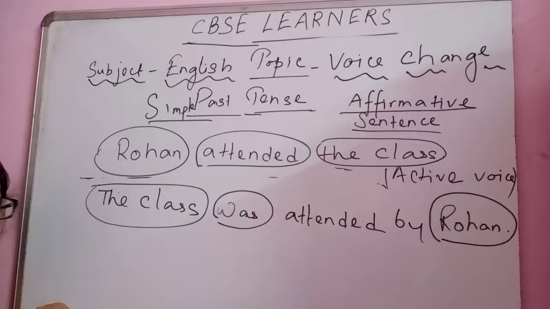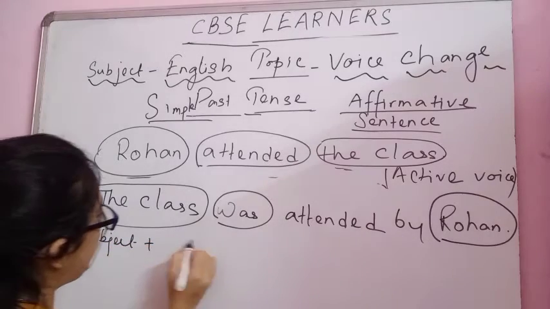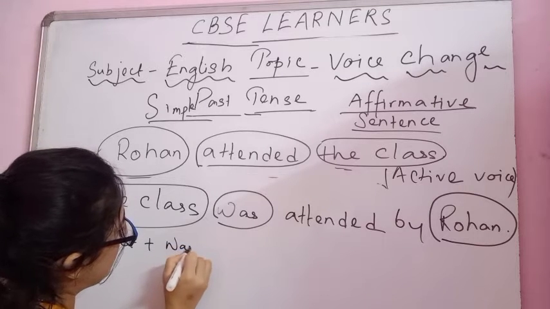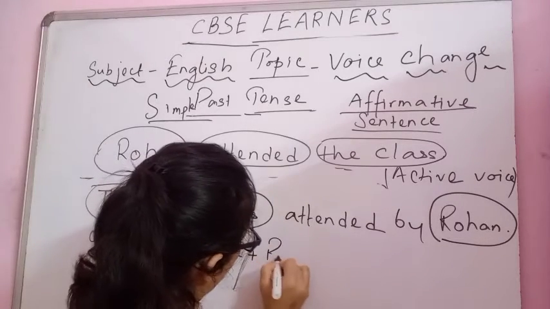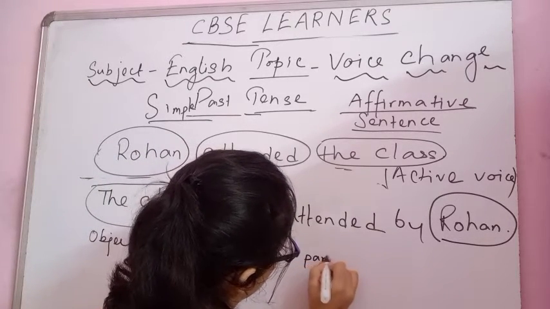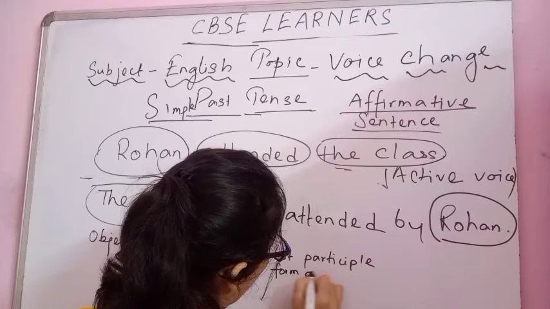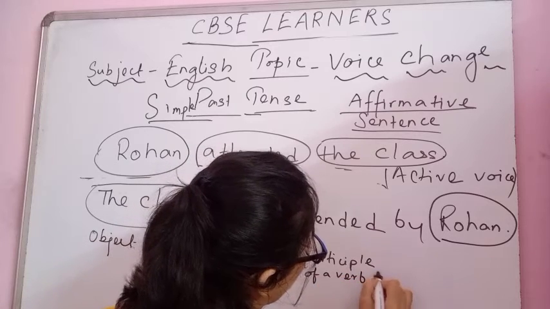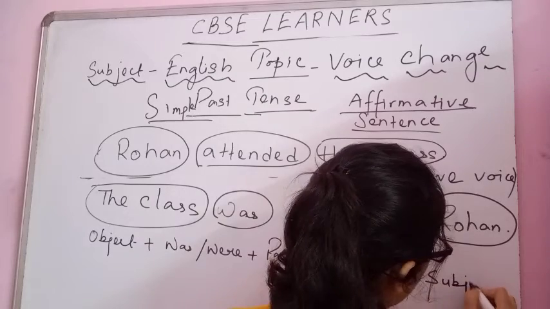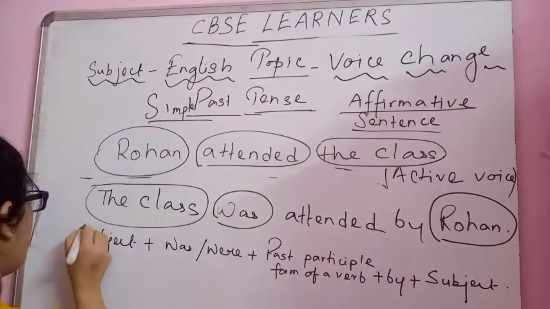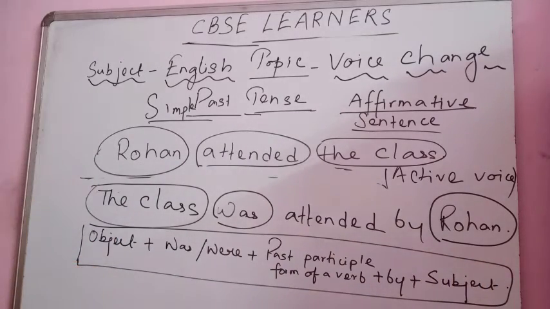So, how to construct the formula? That is object plus be form of verb, was or were, plus past participle form of verb, plus by plus subject. Okay, so this is in case of passive voice.